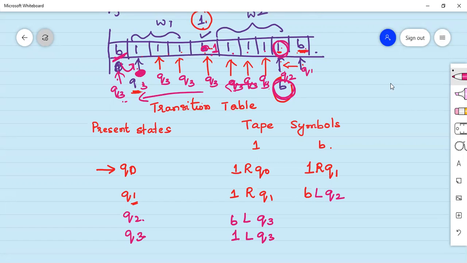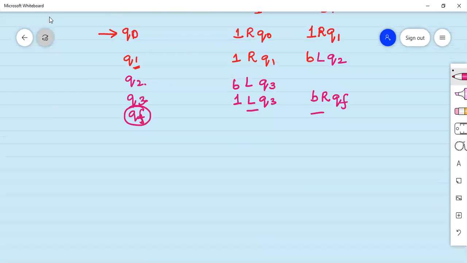So if you have a blank, of course, I'll not change the blank to anything else. It will remain blank. I have to move towards right, and let us say we reach some state called QF. You can also put it as Q4 if you want, and you can put a circle. So that means I am here. And after this, nothing. It is an acceptance.